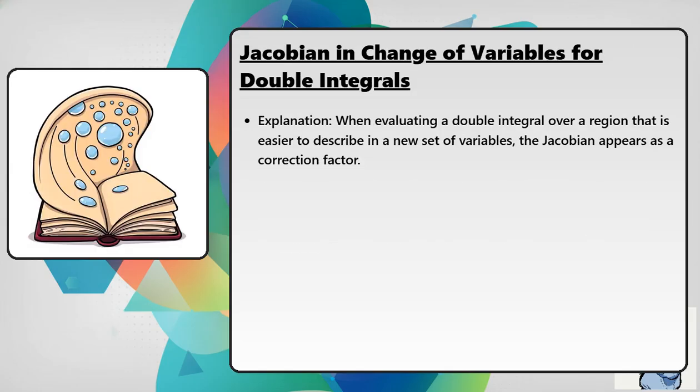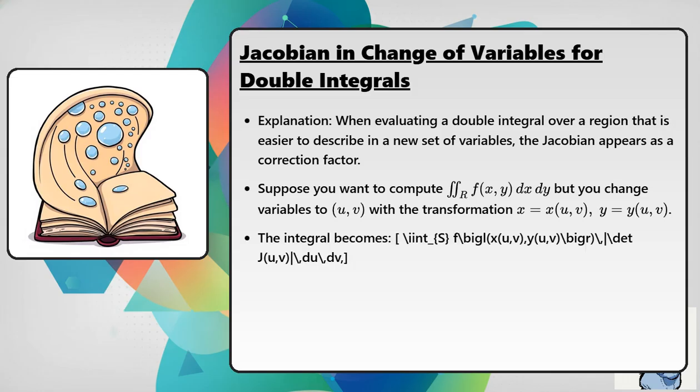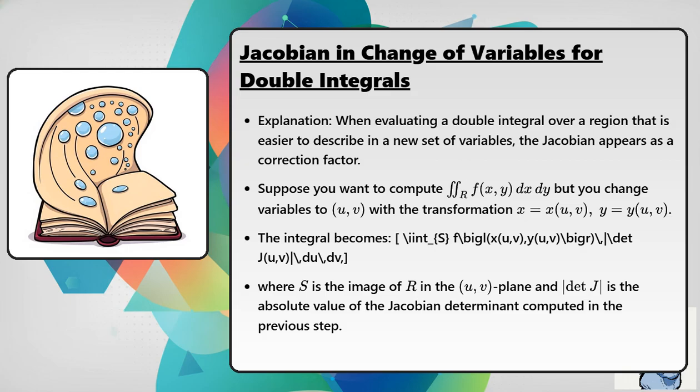Explanation: when evaluating a double integral over a region that is easier to describe in a new set of variables, the Jacobian appears as a correction factor. Suppose you want to compute the double integral over R of f of (x, y) dx dy, but you change variables to (u, v) with the transformation x equals x of (u, v), y equals y of (u, v). The integral becomes the double integral over S of f of (x of (u, v), y of (u, v)) times the absolute value of det J of (u, v) du dv, where S is the image of R in the uv plane, and the absolute value of det J is the absolute value of the Jacobian determinant computed in the previous step.